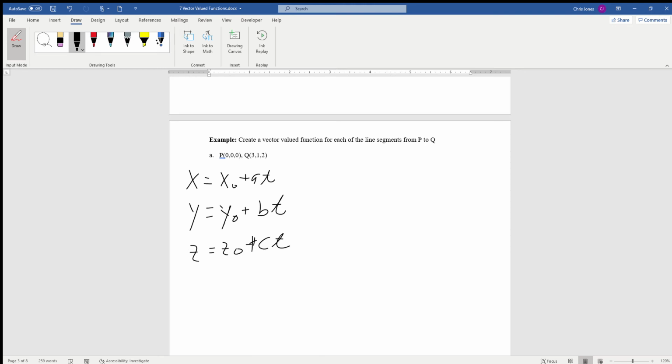Now we don't want the entire line, we just want to parameterize the segment. So let's just use 0, 0, 0 as our x naught, y naught, z naught. Those are our initial points. And to figure out the direction numbers, a is going to be terminal minus initial, so 3 minus 0. B is going to be terminal minus initial, and C is going to be terminal minus initial. So that's going to be 3, 1, and 2 respectively.